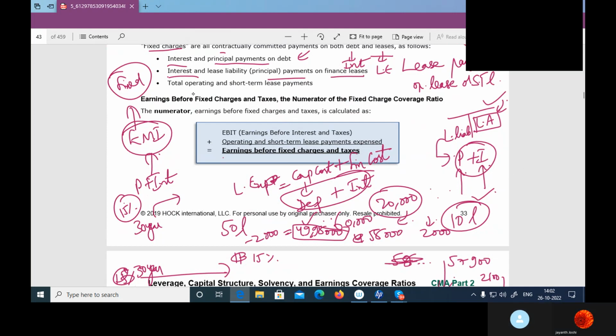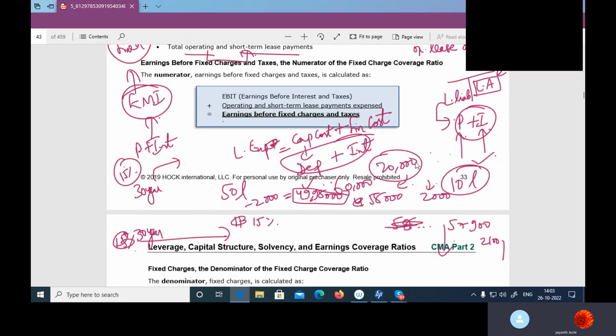That's it. Okay. So total operating and short-term lease payments, these are also of fixed nature. Finance lease is something which is for the long term. Operating or short-term lease is for a very short span of time, let's say 1 year or 2 years. So now what happens?